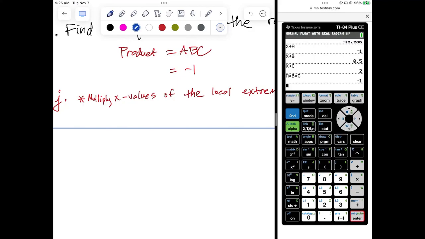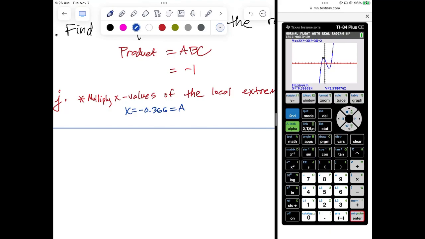All right, I'm going to do it with you in case you're lost. Here we go. I go back to the graph, and to find the local max, I hit second trace number what? Number 4. It's on the blue curve, so I go to the left of where it is, I hit enter. I go to the right of where it is, I hit enter. And for the guess, I hit enter. There it is. Okay, I'm going to write it down again. X equals negative 0.366. And now I'm going to call that A.